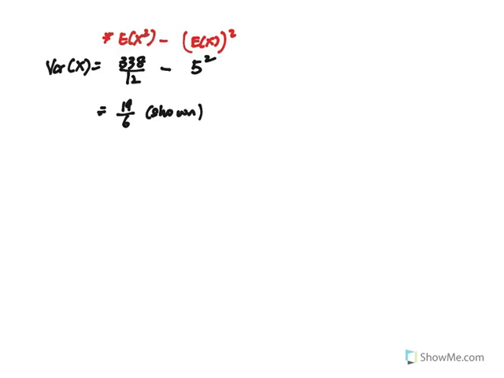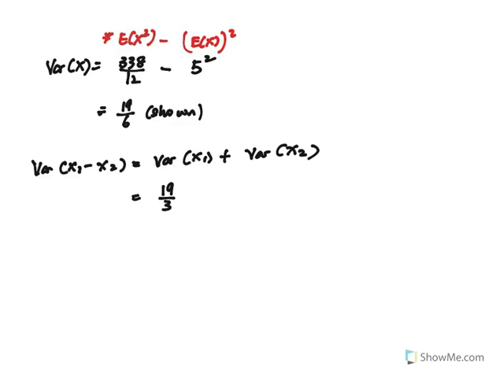By definition, the variance of x1 minus x2 is just the variance of x1 plus the variance of x2. So it's just 19 over 6 plus 19 over 6, which will give you 19 over 3. Alright, so by definition, we know this.